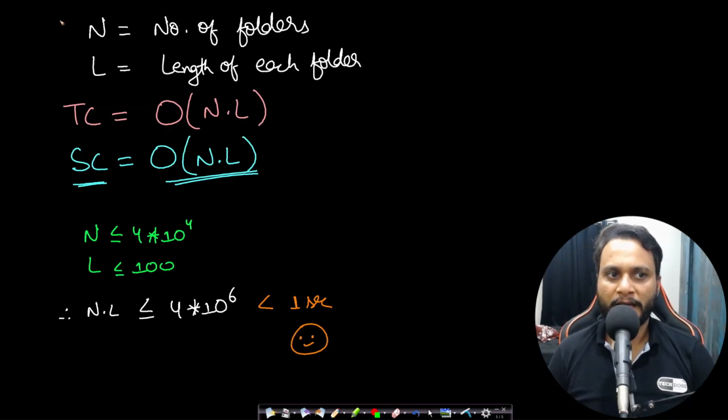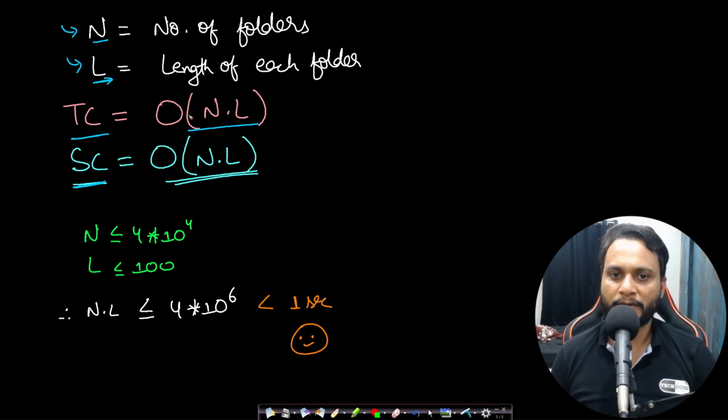Now in this case, I will assume that the total number of folders is n and the length of each folder is L. Since you need to process each folder character by character to extract the folder name, we have to parse the entire length of the folder, right? And we have to do it for all the folders. And that is why, since the time complexity is linear in our trie, it will be n times L. And for the space complexity, all the folders could have been unique and could have generated unique paths, and so the space complexity will also be n times L.